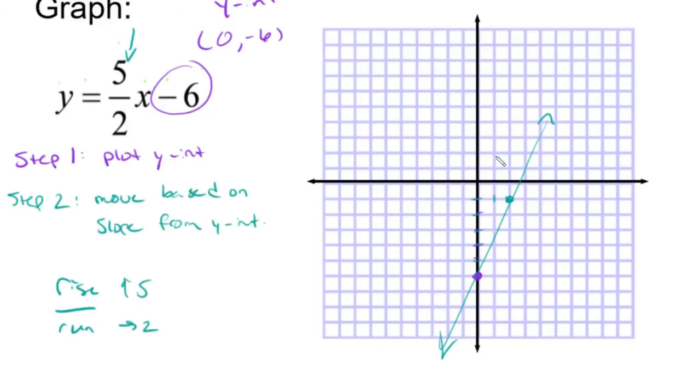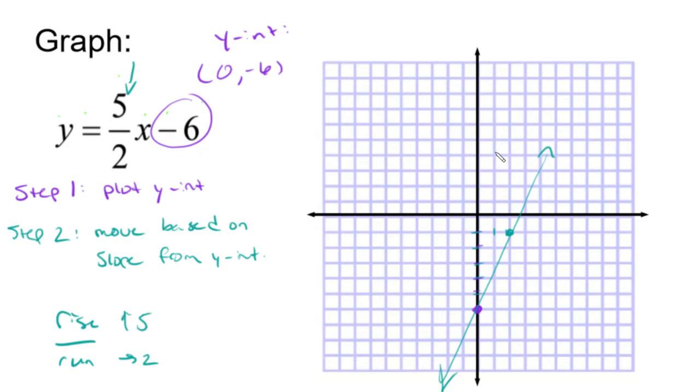That is your line. This form is really convenient because you don't have to do any work. If you have a coordinate plane, you don't have to manipulate any equations. You just look at it with your eyes, plot one point, and then do one thing.